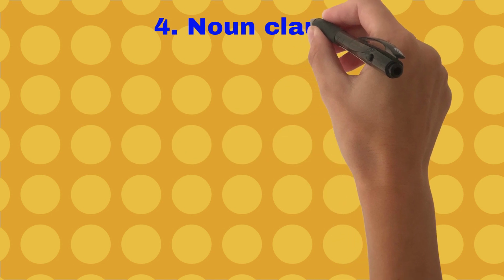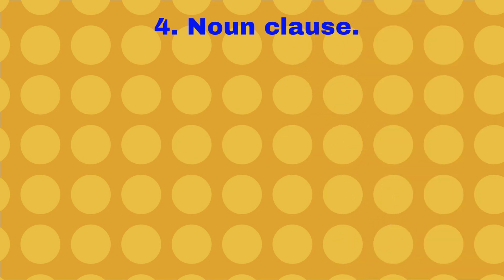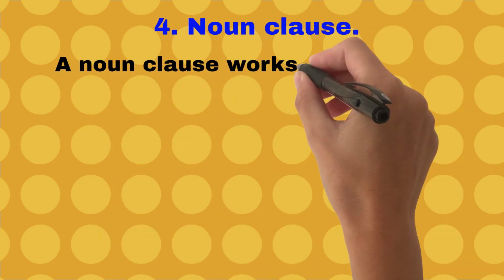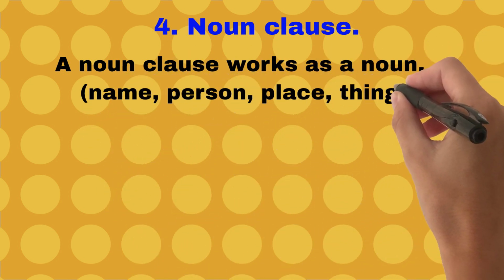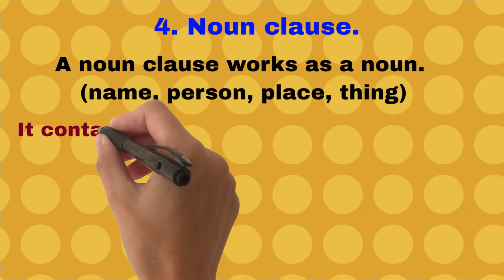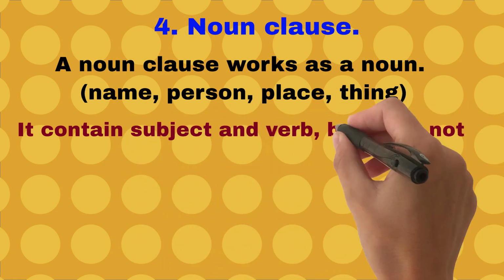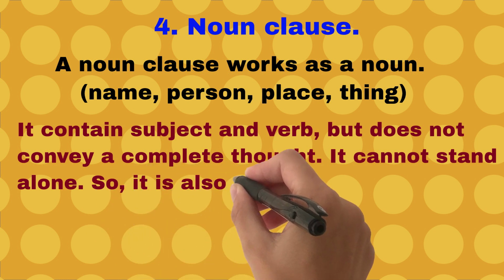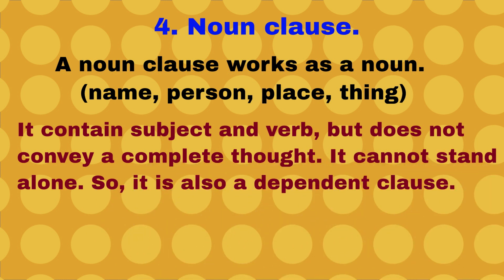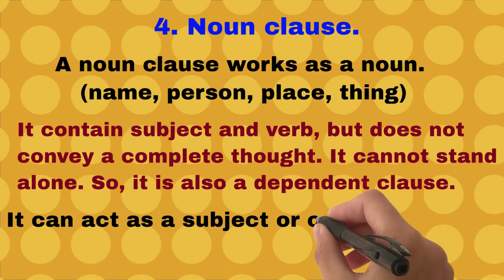Next is noun clause. A noun clause works as a noun, means it can show a name, person, place, thing. It contains subject and verb, but does not convey a complete thought. It cannot stand alone, so it is also a dependent clause. It can act as a subject or object of a verb.